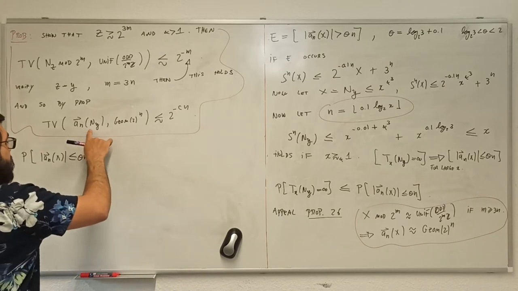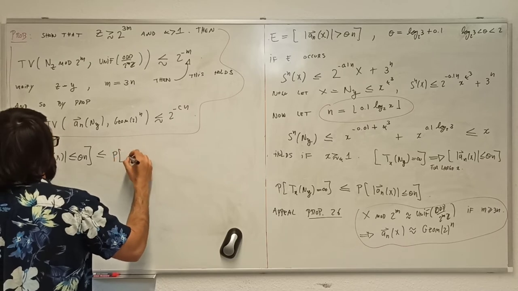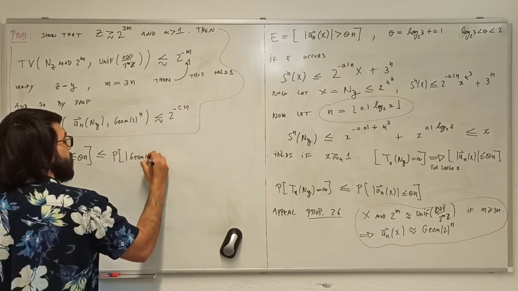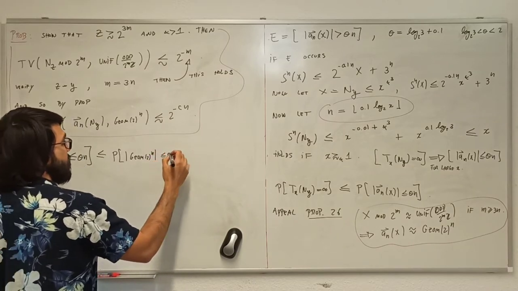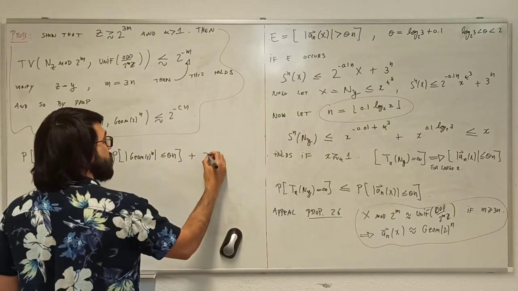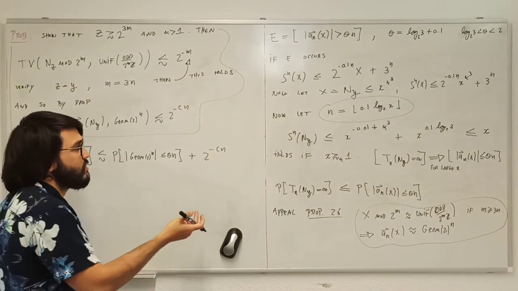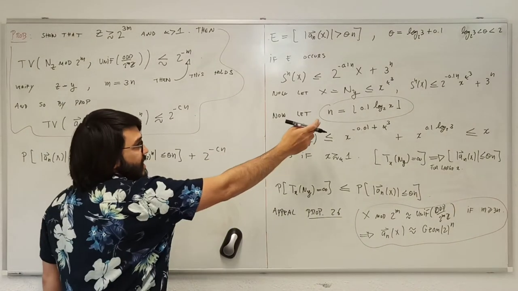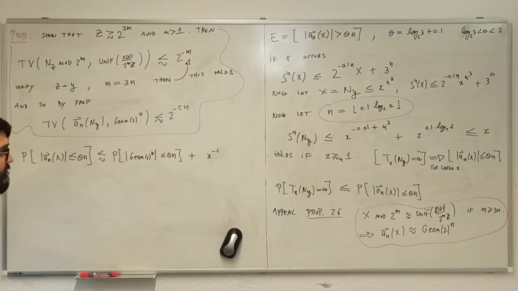Total variation, you go ahead and bound by using the total variation estimate. So this will be bounded from above by the g ohm of 2 to the n, let's say equal to theta n, plus 2 to the minus cn. And what is 2 to the minus cn? Well, it's x to a certain small power, because n is like log of x. So this is some x to the minus c. Now I just have to show that this is also x to the minus c.